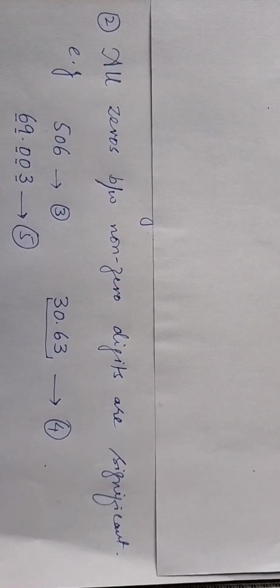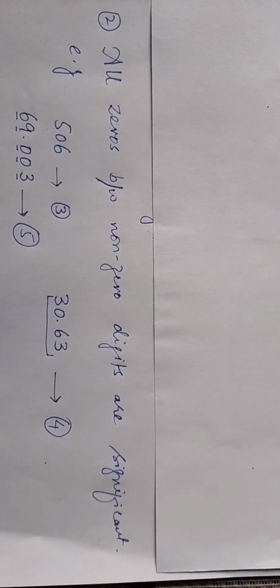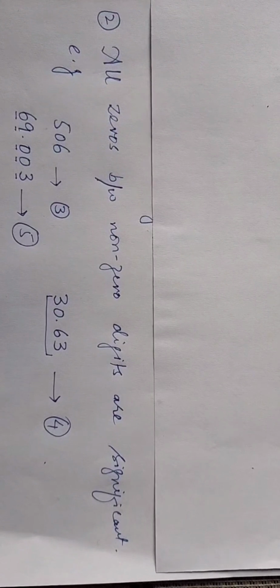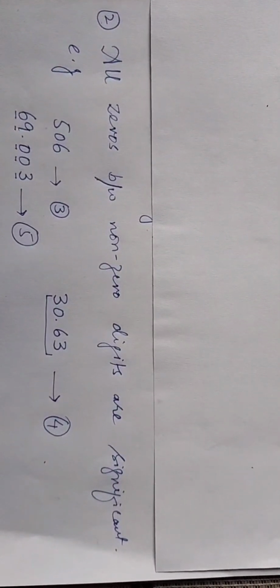Similarly, the last one, 69.003. There are 5 significant figures, as you will count both of the zeros as they both are in between non-zero digits.